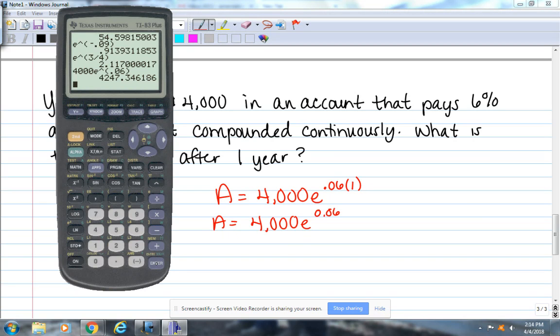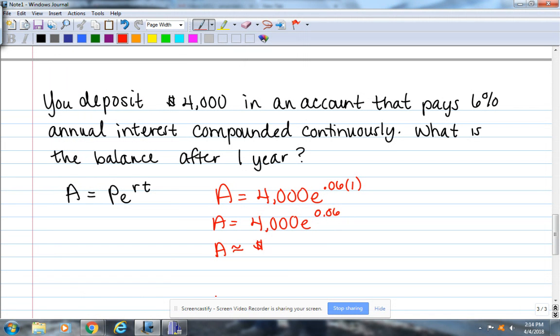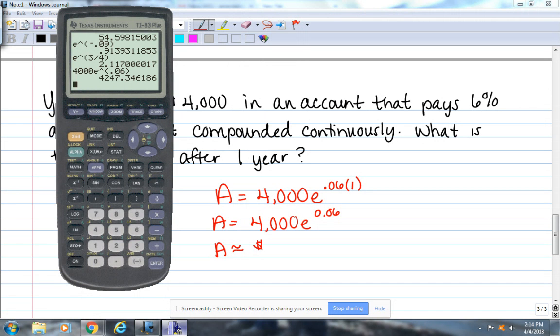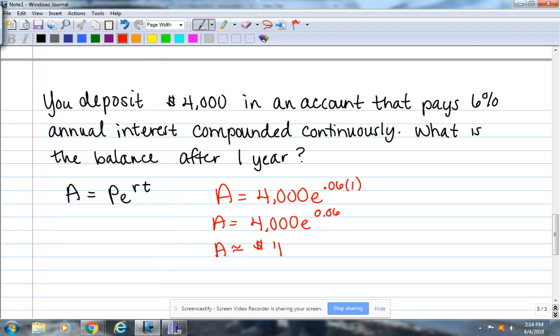Now, y'all, common sense tells us that if we're doing interest rate on money, the answer should be higher than what you had to start with, right? We know we should have more than $4,000 in there if I'm talking about gaining interest. So this is dollars and cents, correct? So A is approximately, put dollar signs on it. And we have how many decimal places when we talk about money? 2. So $4,247 and how many cents? 35 cents. So $4,247.35. So I gained $247.35 after 1 year. That's just 1 year.